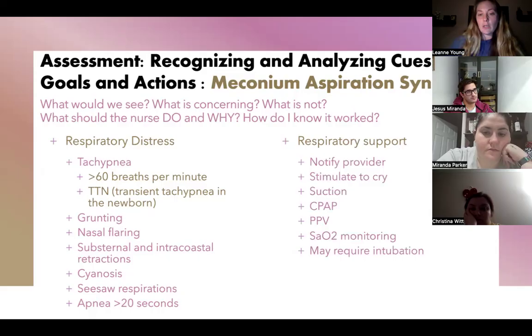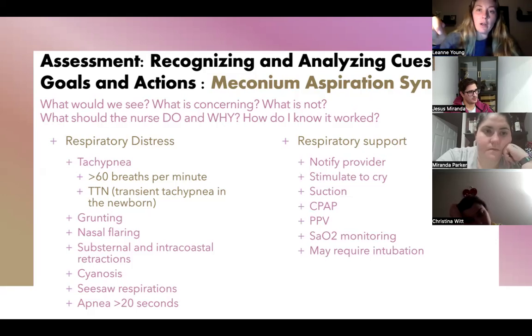So here's what we're going to do. We're going to call our provider. We're going to try and stimulate them to cry, because if they're crying, they're trying to get that fluid out. They're working that fluid up and out. We're going to try and suction. Okay. Sometimes with a meconium aspiration baby, using a bulb is not good enough. We have to use an actual catheter and do what's called deep suction down and then pull out the catheter as we're suctioning out the baby's throat.